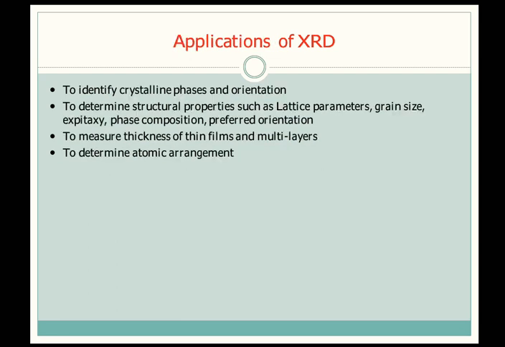The applications are, it is used to identify crystalline phases and orientation. It is also used to determine structural properties such as lattice parameters, grain size, epitaxy, phase composition, preferred orientation, etc. So we can analyze all these with XRD, and also measure the thickness of thin films and multi-layers. So if any crystalline material has different layers in it, we can measure the thickness of the multi-layers. So it is also used to determine atomic arrangement. So we can use this method to find the atomic arrangement of any crystalline material. So these are the applications of XRD.